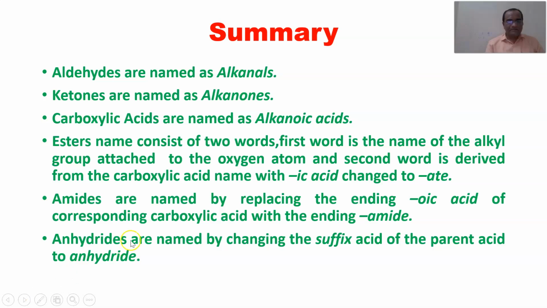And the last class of this carbonyl compound is anhydrides. So just change the suffix acid, and the alkanoic part will remain the same, and after that it will have anhydride at the last. But both ends in case of anhydrides are the same.